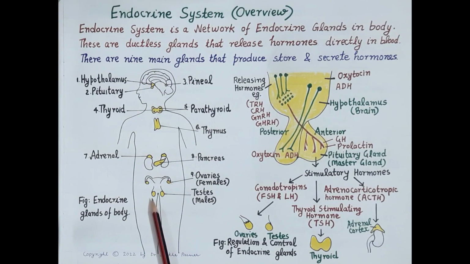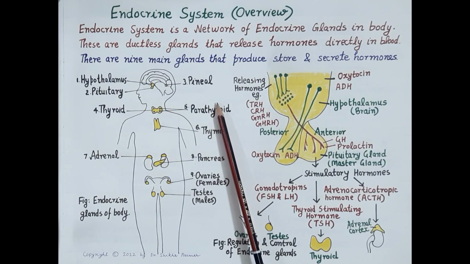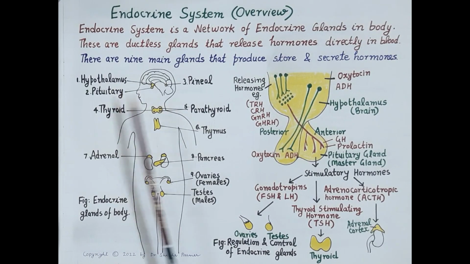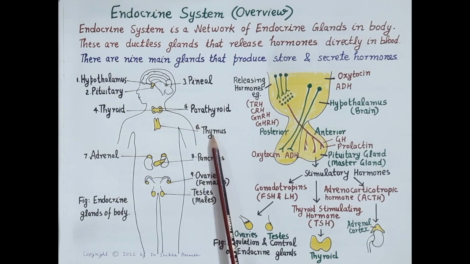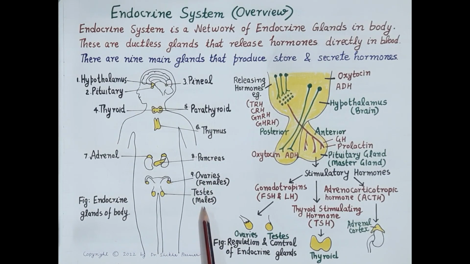Now, look at this figure. This figure shows the endocrine glands of the body. There are 9 main endocrine glands that produce, store and secrete hormones. These glands are the hypothalamus, then pituitary, pineal, thyroid, then parathyroid, thymus, adrenal, pancreas, ovaries in the females and testes in the males. Now let's first understand the location of these endocrine glands.